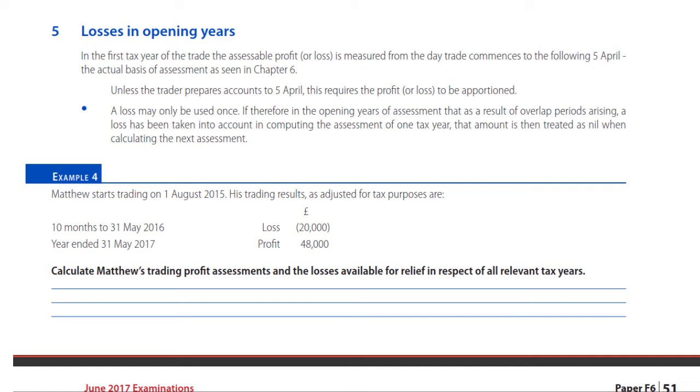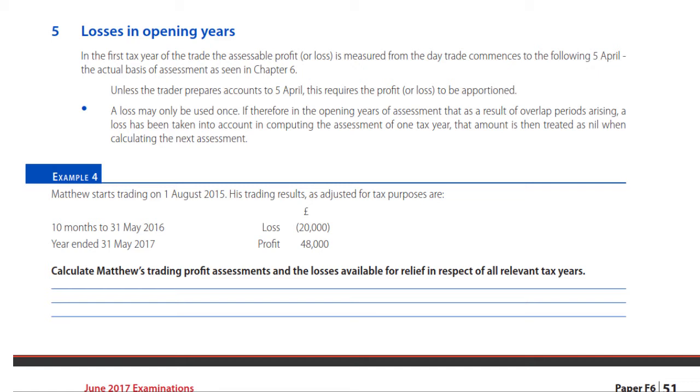If we haven't looked at those in the last few days, it might be worthwhile to spend a bit of time going back and looking at the previous chapter, chapter 6, at what those bases of assessment were, or at least having the note available that tells you what those rules are. Remember, the basic principles are simple. In the first tax year in which you trade, based on your date of commencement, the assessment basis is always actual. What profit, or indeed now loss, was made from the date that you started trading through to the following 5th of April.